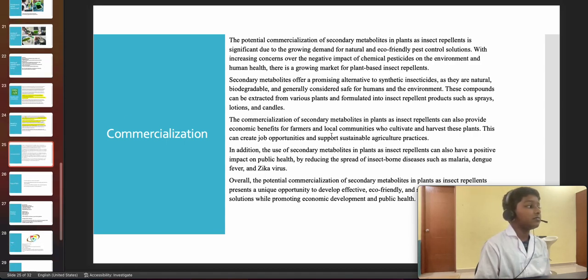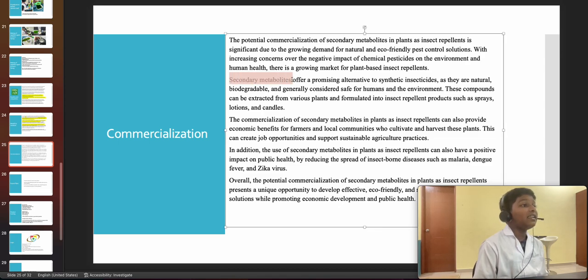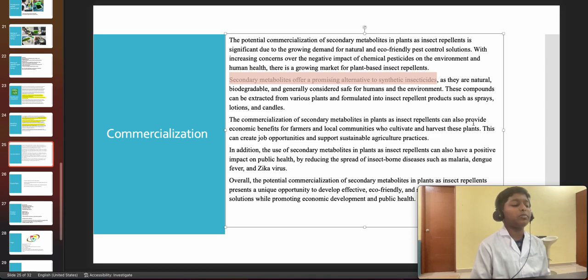Commercialization. Secondary metabolites offer a promising alternative to synthetic insecticides as they are naturally biodegradable and generally considered safe for humans and the environment. The commercialization of secondary metabolites in plants as insect repellents can also provide economic benefits for farmers and local communities who cultivate and harvest these plants.